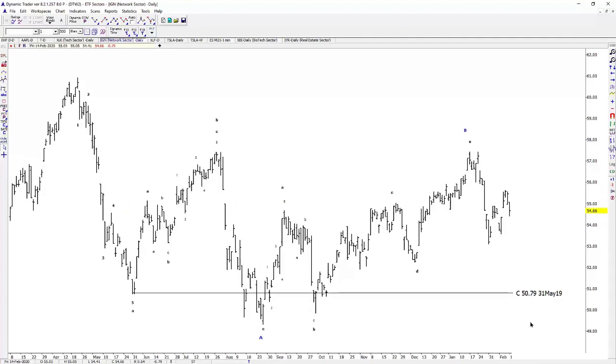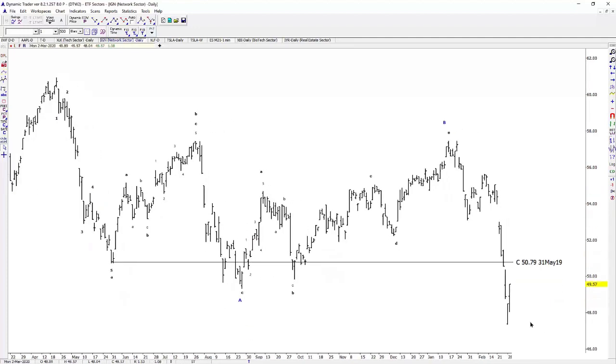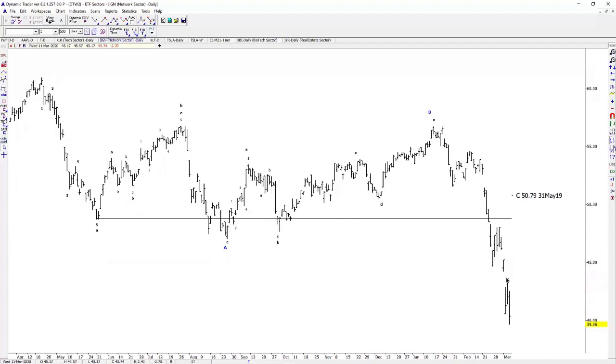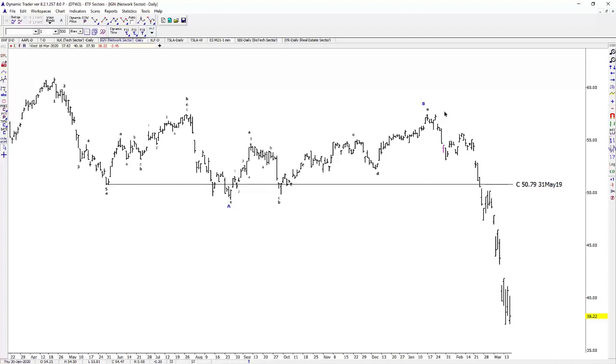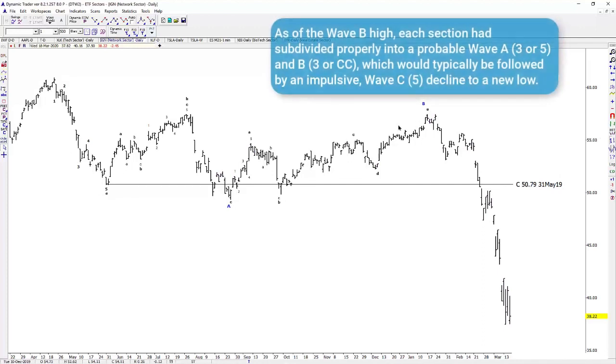So let me just add some data. Look at that decline, little ABC correction, impulsive decline to a new low. And again, we just continued impulsively down. Let me stretch this data out. What's happening here? If indeed this is an A, if indeed this is a B, this should be an impulsive section to complete a wave C.